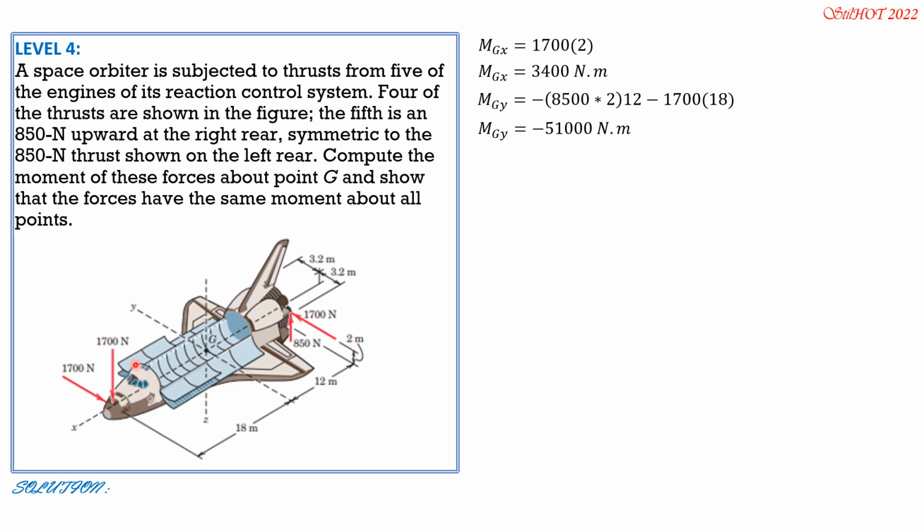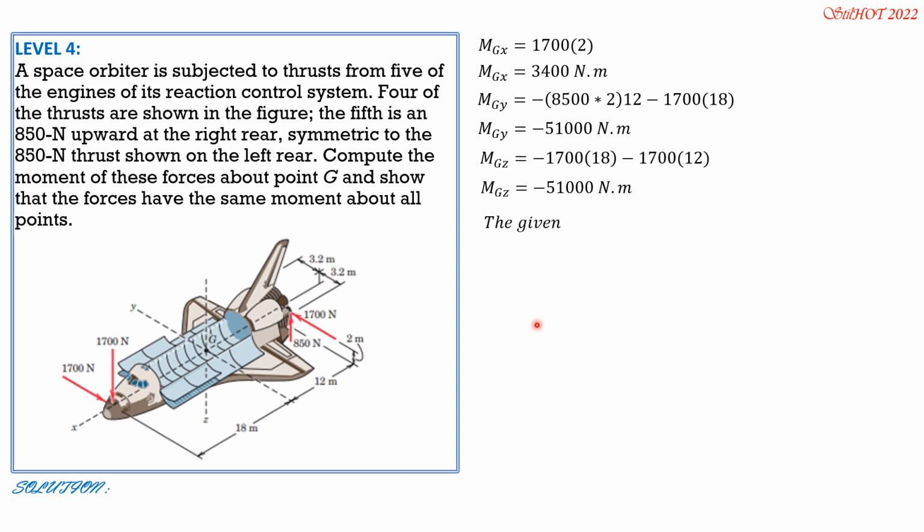Positive or negative? It's negative because the positive sense of moment is in that sense, and the moment of 1700 is in the opposite sense. Again, the positive moment is in that direction. This is your right thumb, four fingers in that sense. 1700 times 18 is opposite, negative 1700 times 18, then negative 1700 times 12. So MGZ is equal to negative 51,000 Newton meter also.